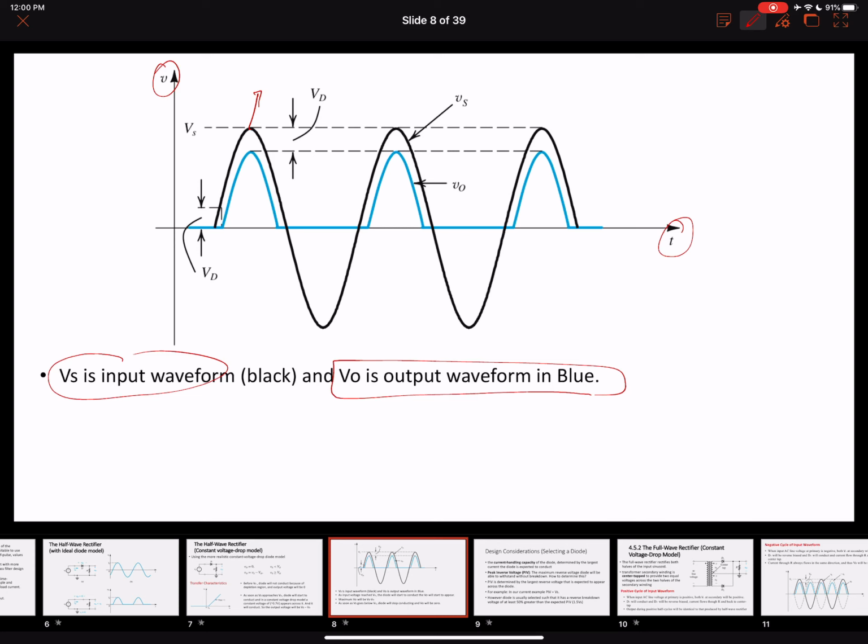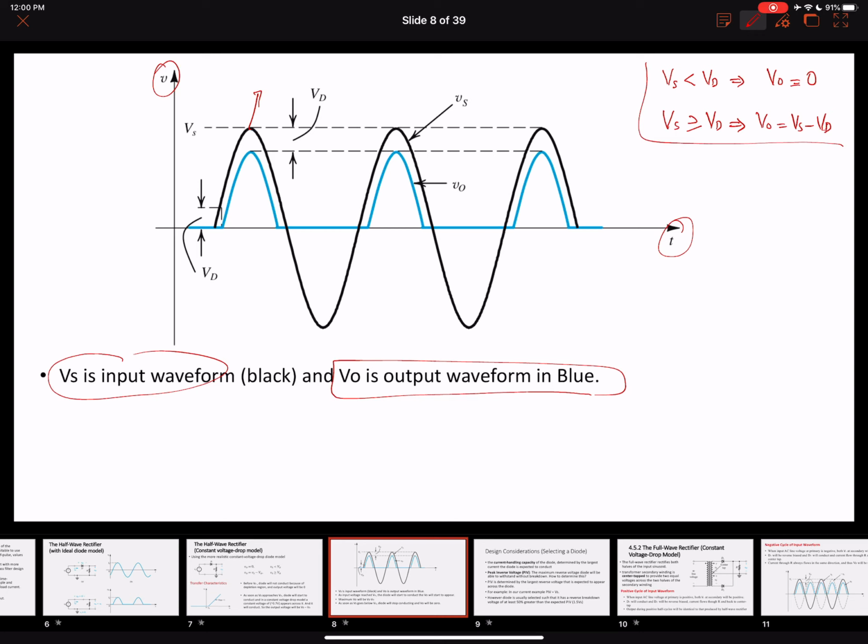Now this is a constant voltage drop model, which means, let me write the conditions again. As long as Vs is less than VD, output is 0. And as soon as Vs becomes greater than or equal to VD, output becomes equal to Vs minus VD. So these are the conditions of this constant voltage drop model.